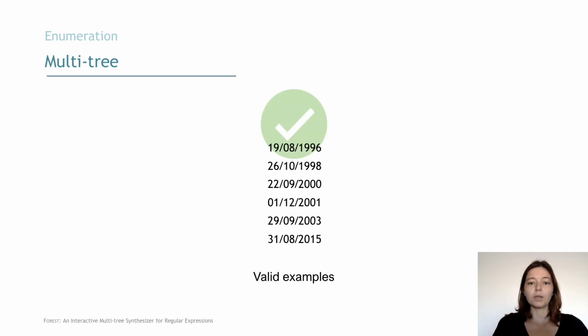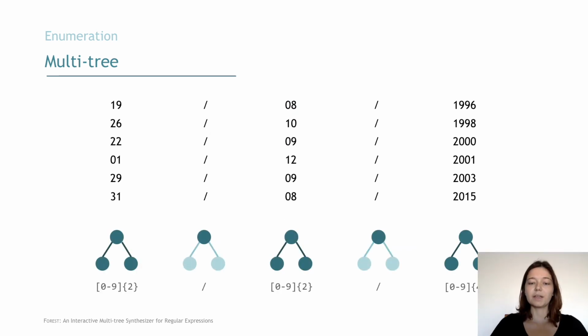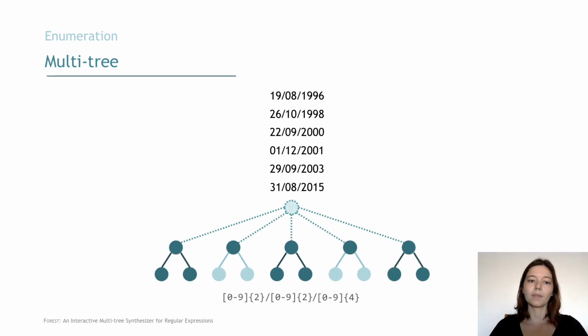To build a multi-tree, we need to identify common patterns in the valid examples. To do so, we start by finding dividing substrings. A substring is a dividing substring if it occurs exactly the same number of times and in the same order in all examples. In this case, a slash is a dividing substring because it occurs exactly twice in each example. Then we split each example before and after the dividing substrings, and each split gets its own K-tree to represent the corresponding subregex. In the end, the complete regular expression can be built by concatenating all the subexpressions.